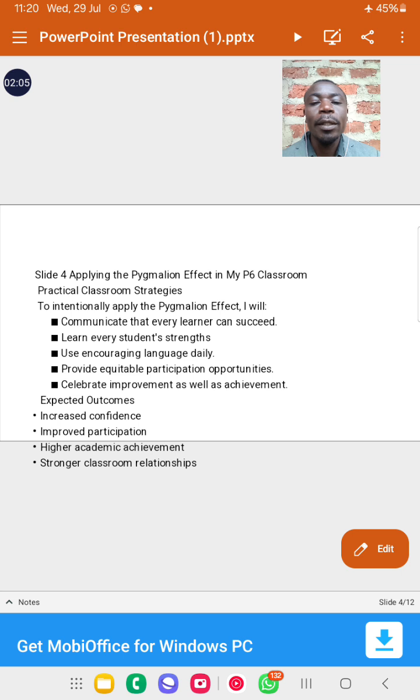I will ensure that I communicate that every learner can succeed, in spite of learning disabilities or social background. I will also learn every student's strengths and use encouraging language daily, like "John, you can improve," provide equitable participation opportunities, and celebrate improvement as well as achievement. Expected outcomes of this are increased confidence and improved participation, higher academic achievement, and strong classroom relationships.